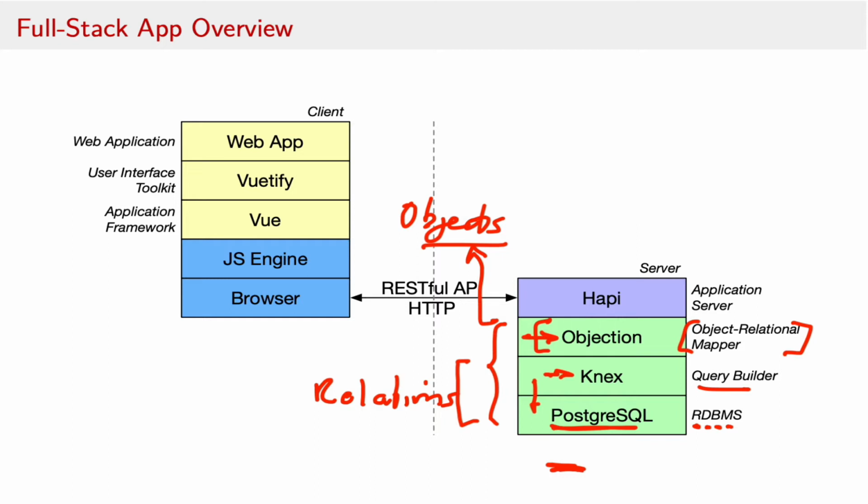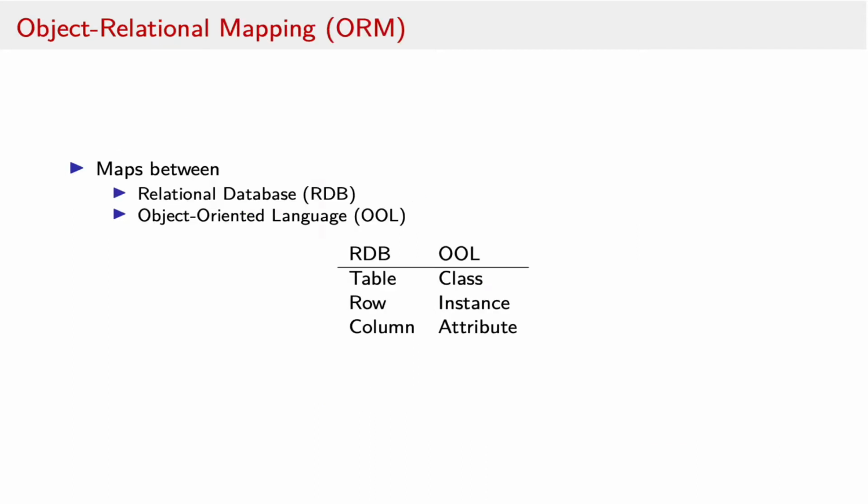What are we really talking about when we're discussing object-relational mapping? Here's the secret decoder ring that gives you the details of what that actually means. So we're talking about going between a relational database and an object-oriented language, in our case JavaScript. And this table gives the mapping between the elements of the relational database and the way we're going to represent that information in our language, in JavaScript.